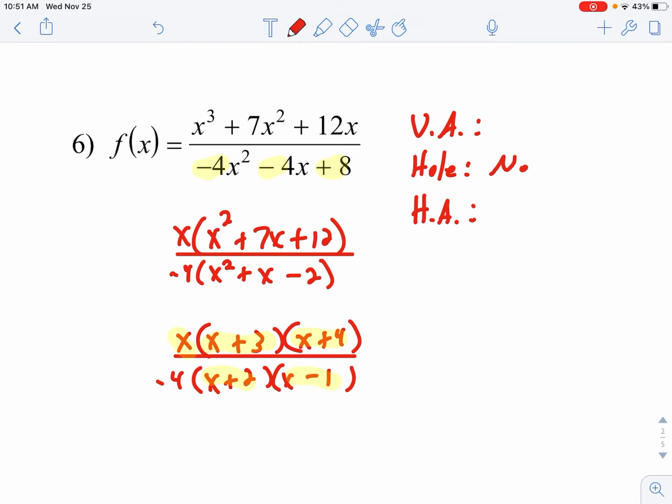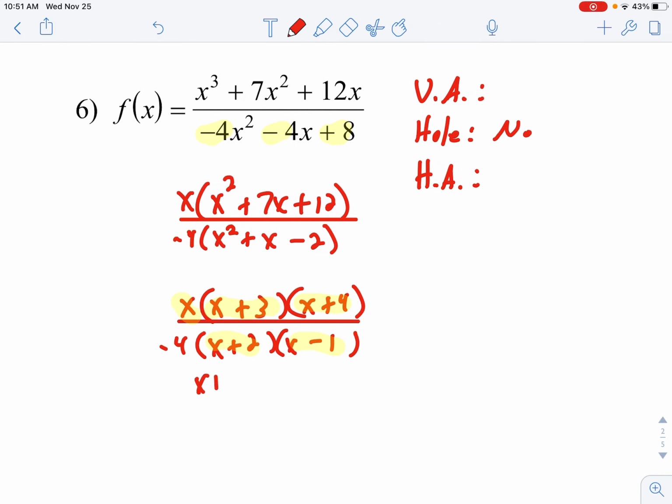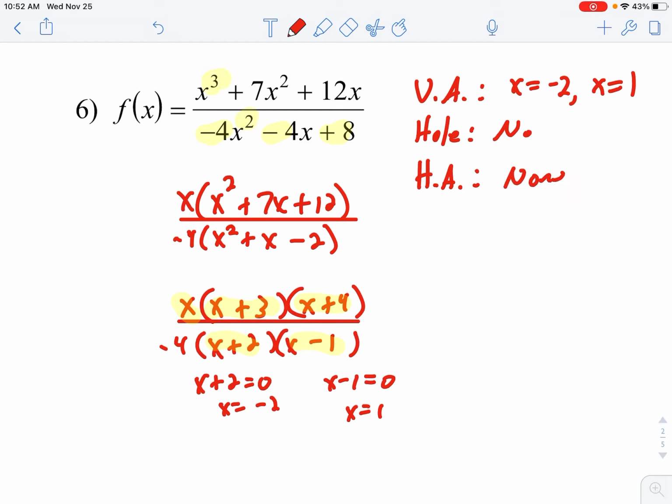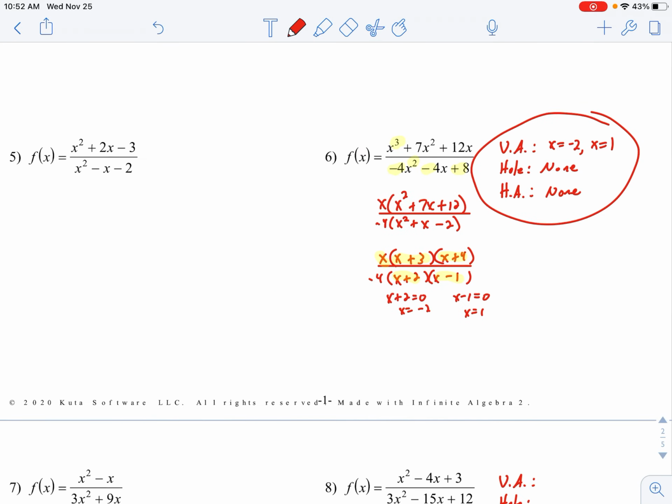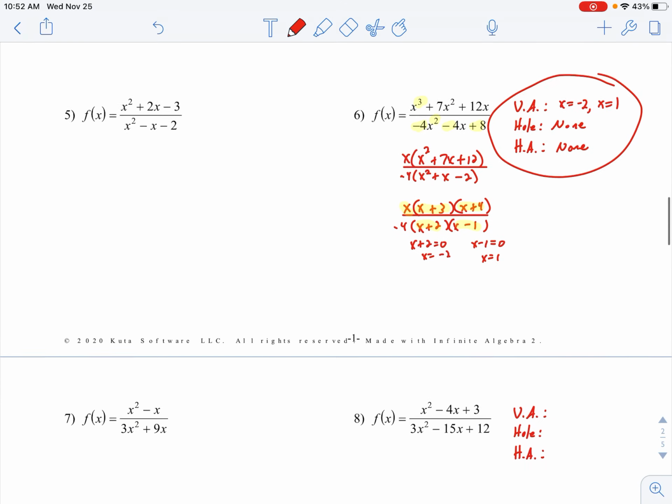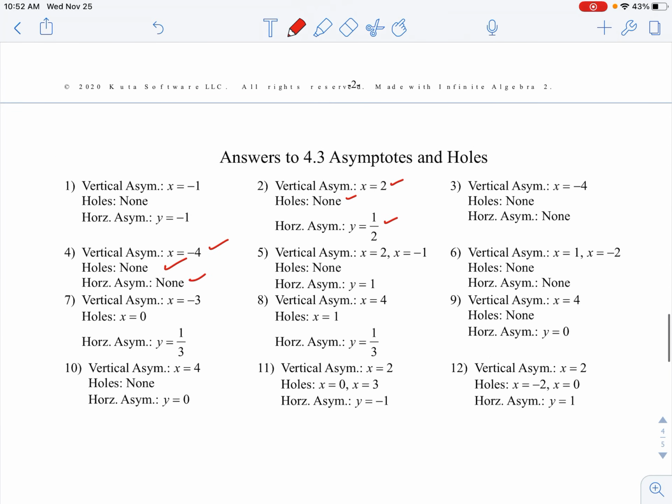Well, this would be boring if I made a whole worksheet with no holes in the graph. Vertical asymptote, so you set the algebraic factors equal to 0, and you're going to get -2 here, and +1 there. So 2 vertical asymptotes. Horizontal asymptote, again, the top is greater than the bottom, so there is none. So that should be the answer to number 6.